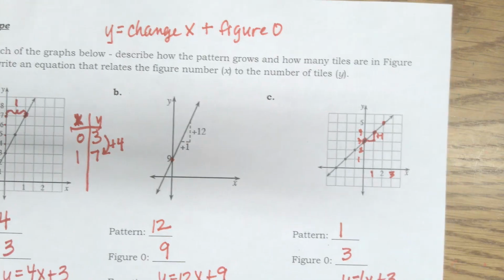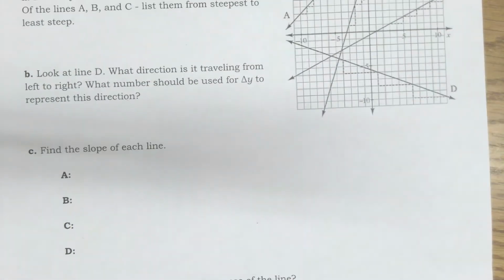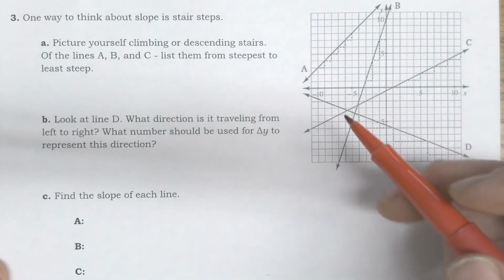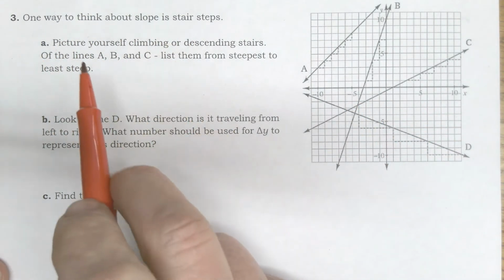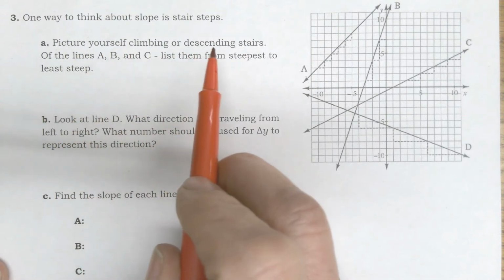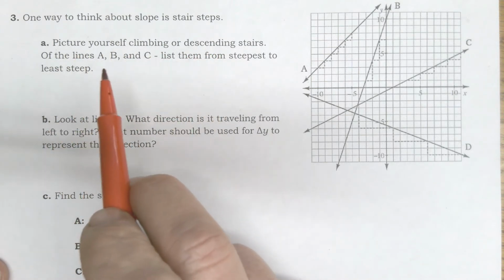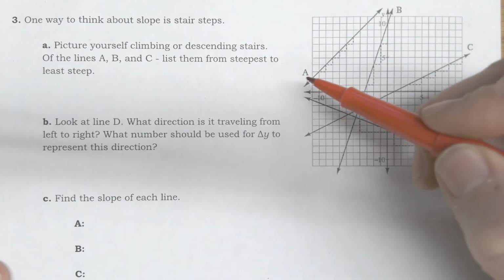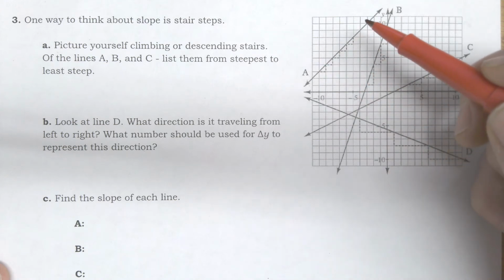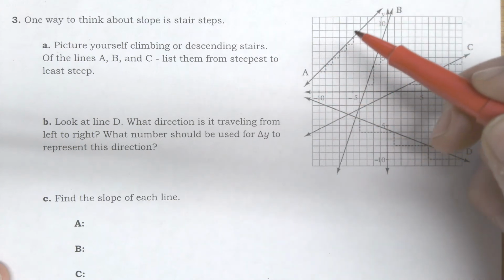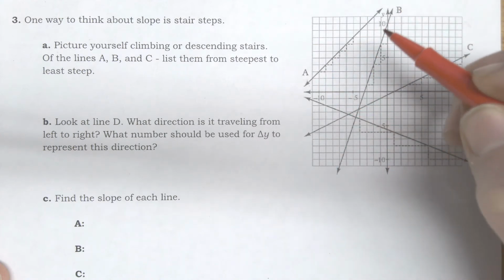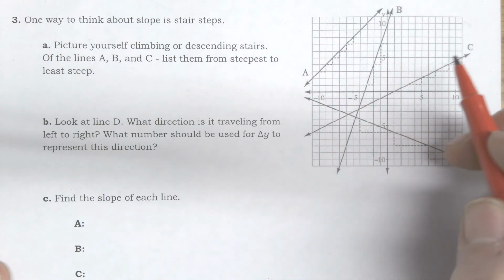All right, so moving on to the next page, we're going to look at some pictures and kind of use our slope triangle and talk about the steepness. So when I look at this, I need to picture myself climbing or descending the stairs of lines A, B, and C. So here's line A, line B, and line C. Notice line A has that sort of medium-ish slant to it. Line B has a pretty severe slant to it. And line C is a little bit flatter.